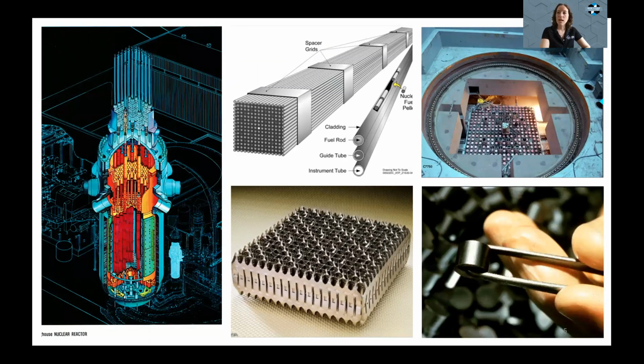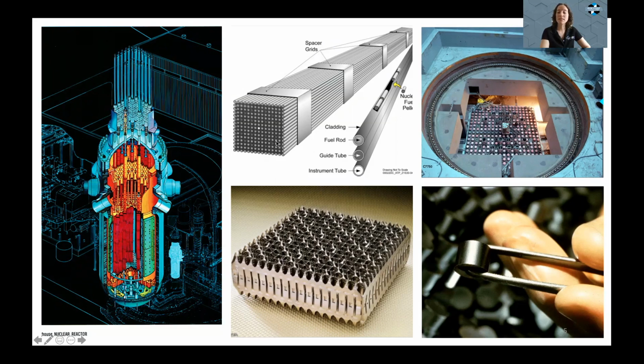Nuclear fuel comes in the form of little pellets of uranium oxide. These pellets are lined up and loaded into a long fuel rod. These fuel rods are about 14 feet tall. These rods are then placed in a square assembly, which is held together by spacer grids. And here's a photo of a spacer grid.